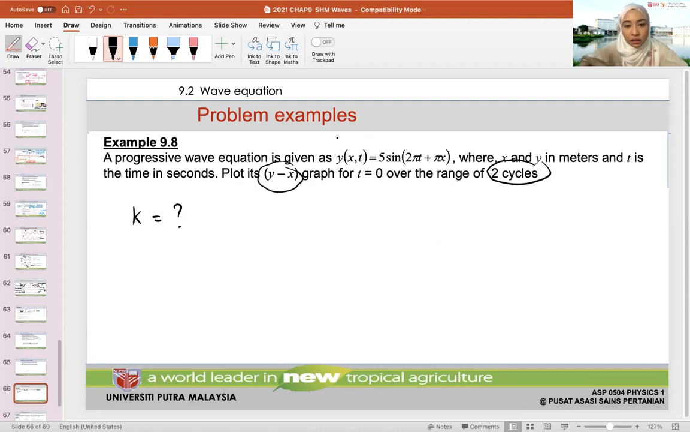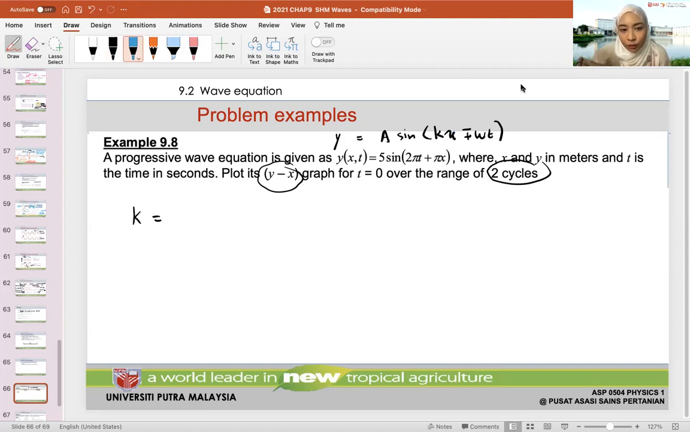Let's write the generic equation. y equals A sine kx minus or plus omega t. What is my k? No one? Everyone's confused. Zero. K is 0. Pi. Pi. K is pi. Bukan 0, eh? Kejut saya.